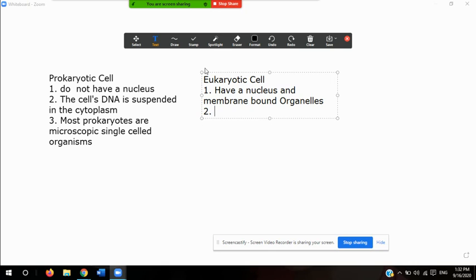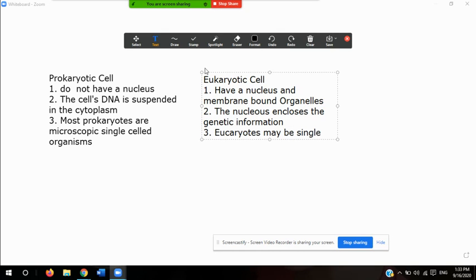Two is that the nucleus encloses the genetic information, whereas in the prokaryotic cell, the information is suspended in the cytoplasm. And eukaryotes may be single-celled or multicellular organisms.